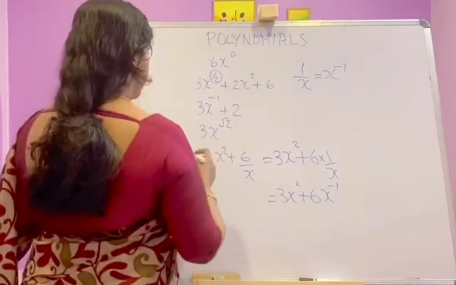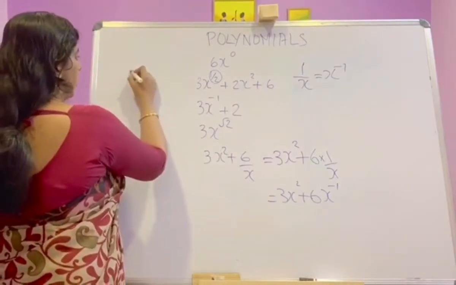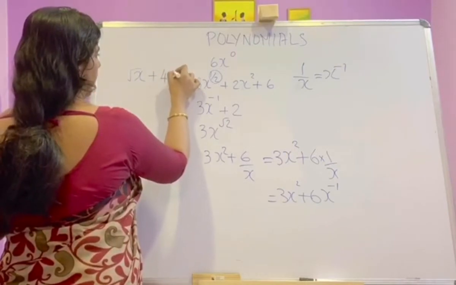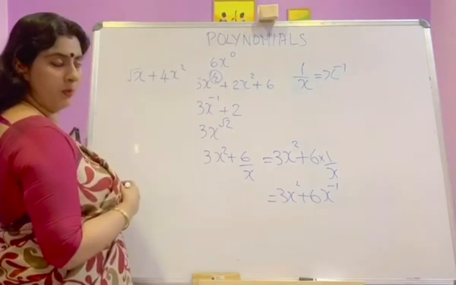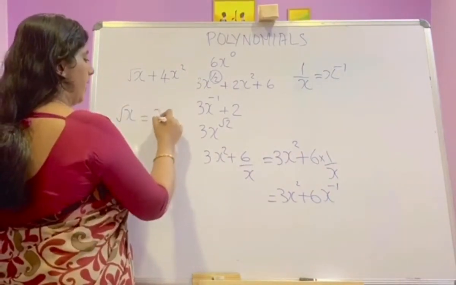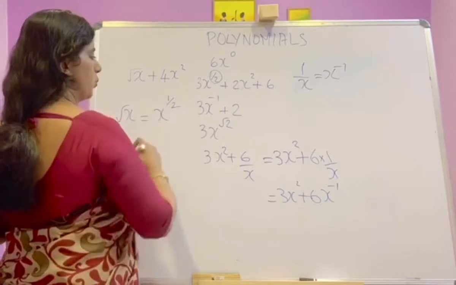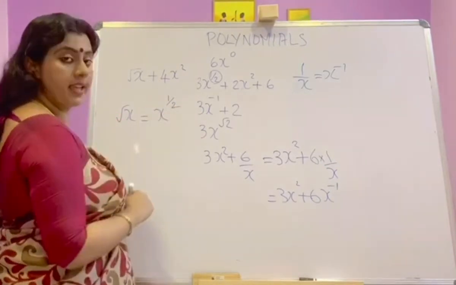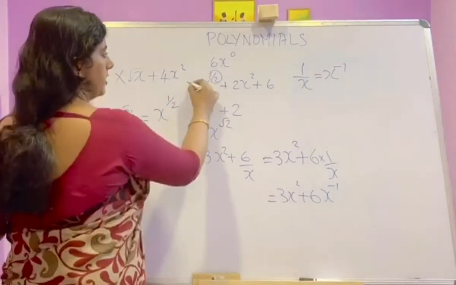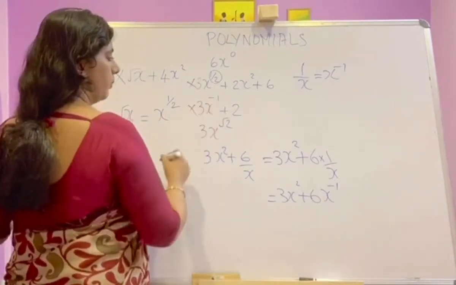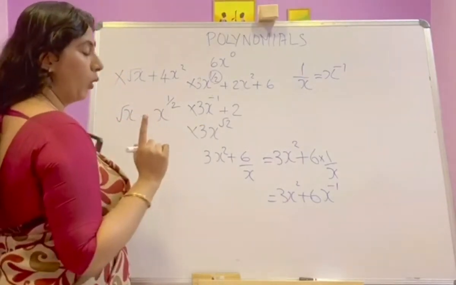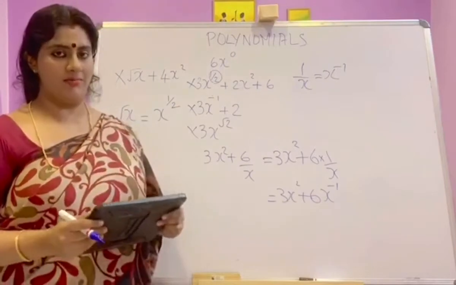Now another case, root x plus 4x square. This is not a polynomial. The reason is root x is equal to x raised to 1 by 2. Here in the power there is a fraction. So this is not a polynomial, this is not a polynomial, this also not a polynomial. Always remember a polynomial's power should be a whole number.